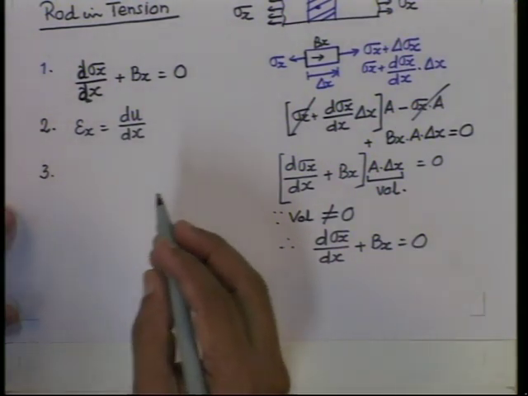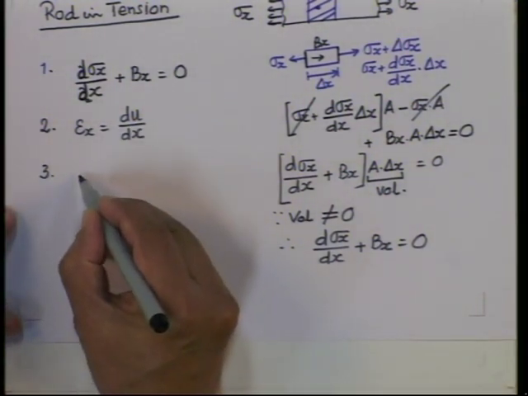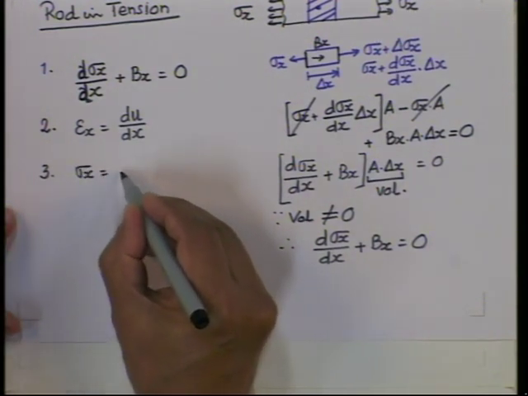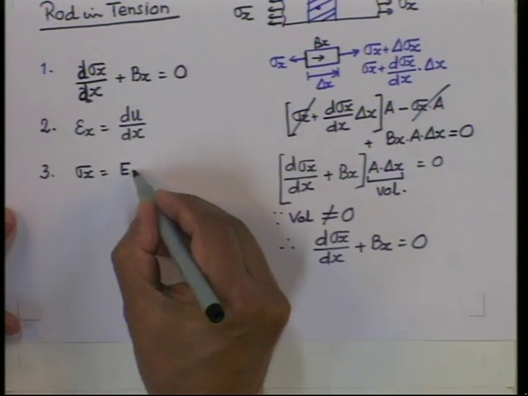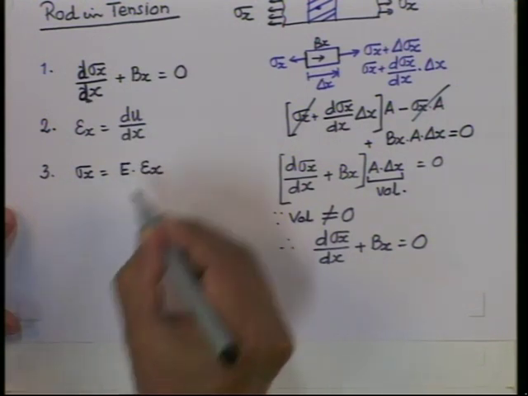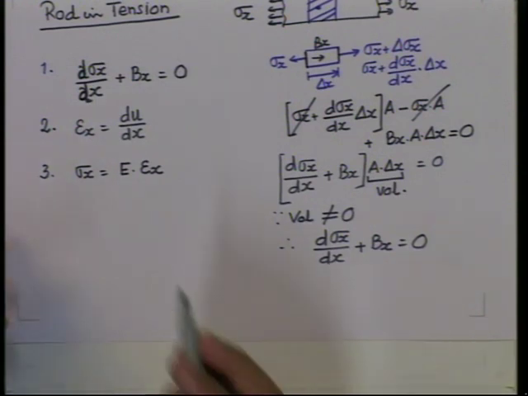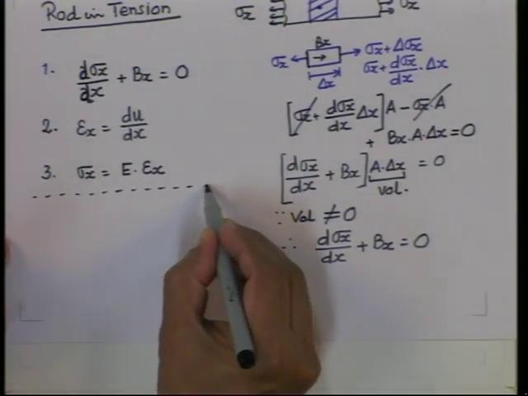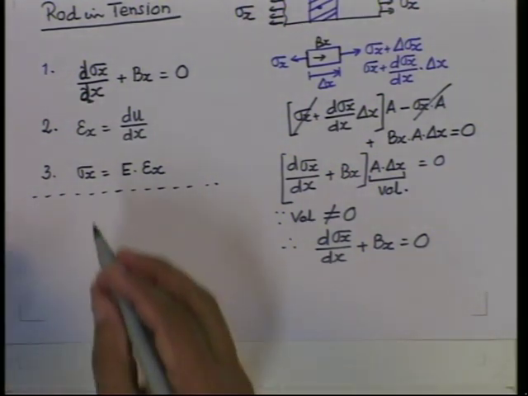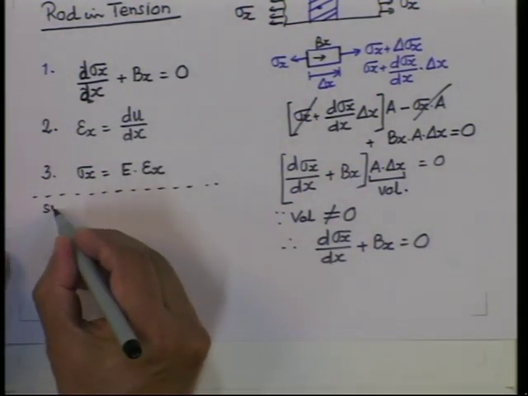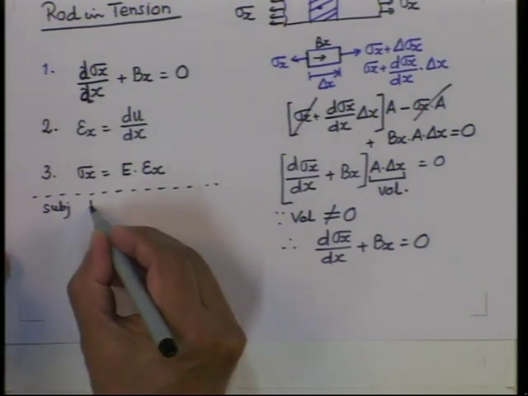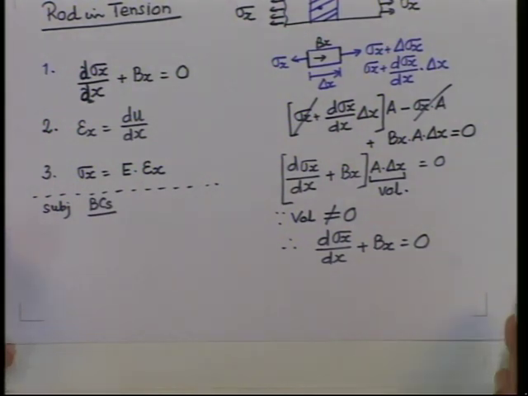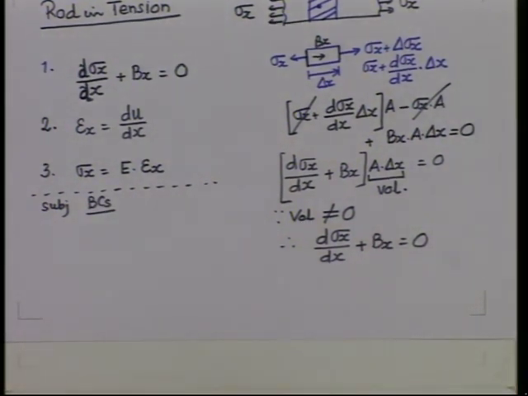Here, with stress and strain, we know there is only one. So by Hooke's law, stress will be equal to E times strain. This completes the basic equations that govern the behavior of a rod, and of course, you have to solve this subject to boundary conditions. Boundary conditions always come separately; these equations are individual.